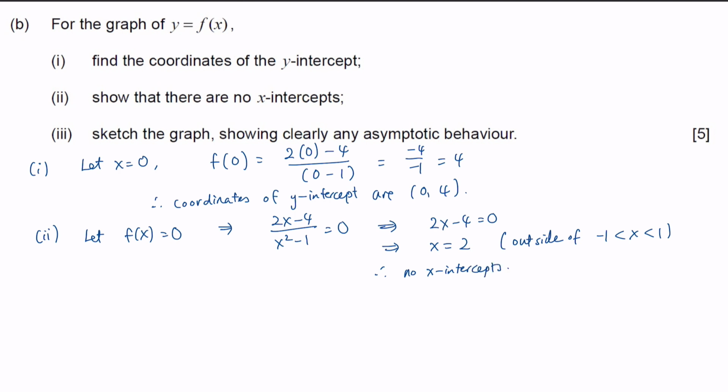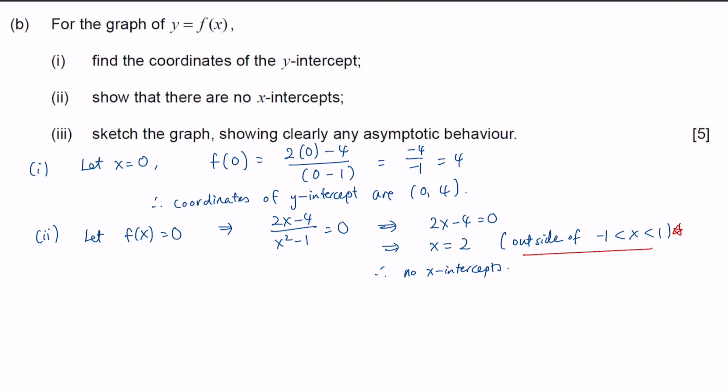This is really important to state, that it's outside the domain, because we want it to be within minus 1 to 1. So the domain is the part which makes it so that there is no x-intercept at all. So it's important to state this. We really need to state this. The marking scheme says that this is an important reason that one needs to state.